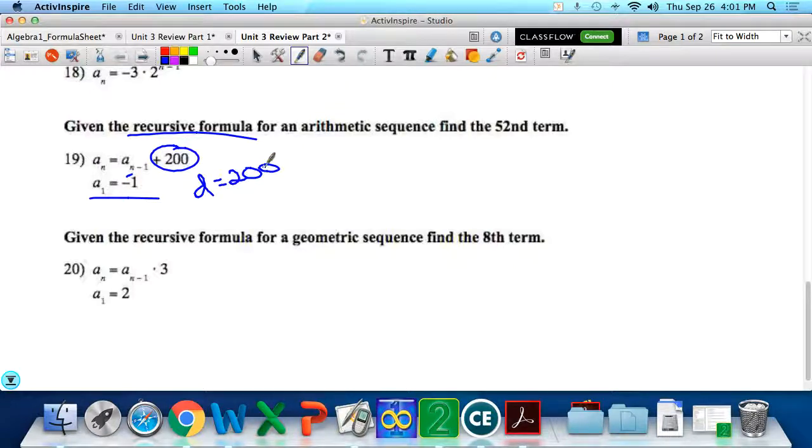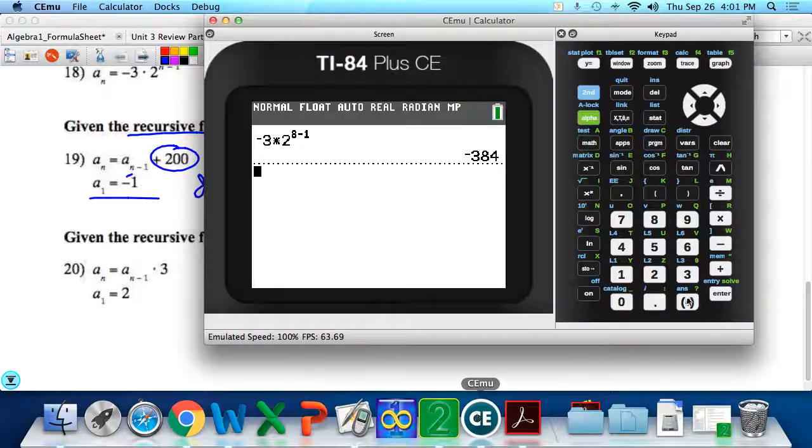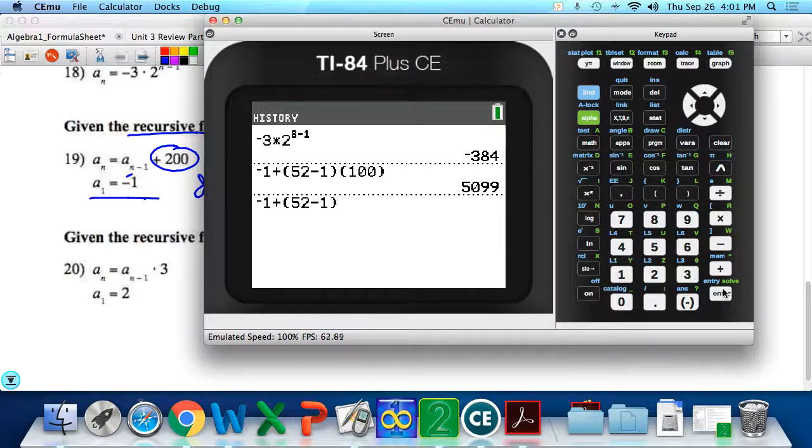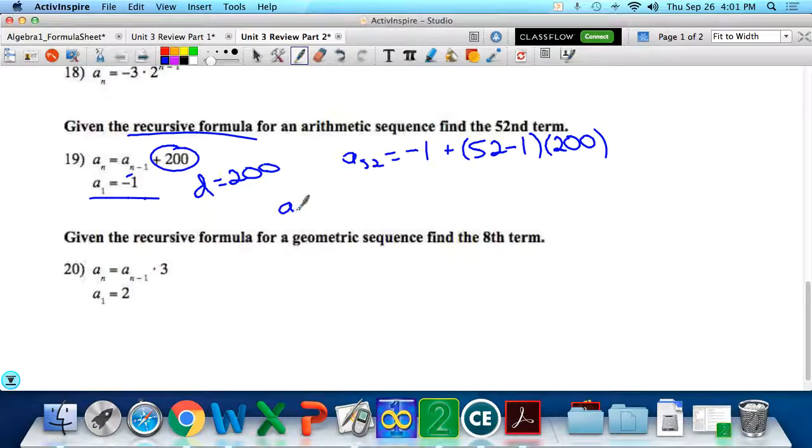With that information, guess what? We can use the explicit formula. A sub 52 would be my first term, -1, plus n, which is 52, minus 1, times my common difference, 200. Now it's a plug and chug problem. -1 plus 52 minus 1 times my common difference is 5,099. Oh wait, did I just type in 100? I did. Ooh, another mistake. 2 of them in one test. 200 is the common difference. I get 10,199.